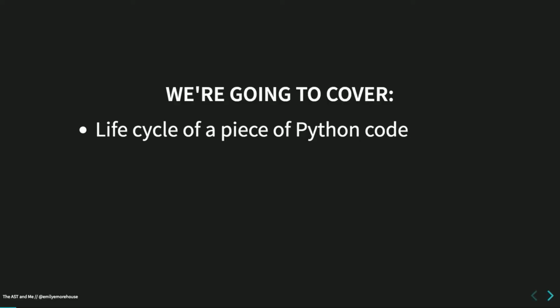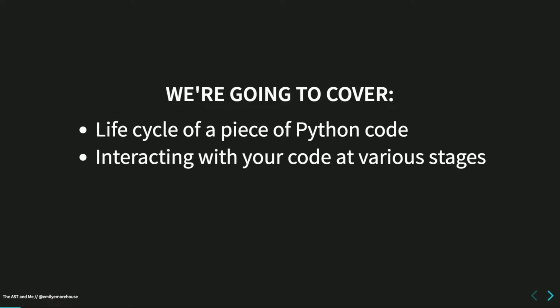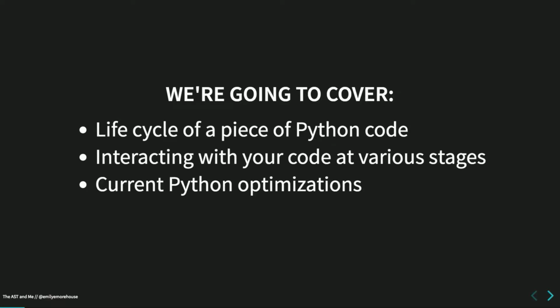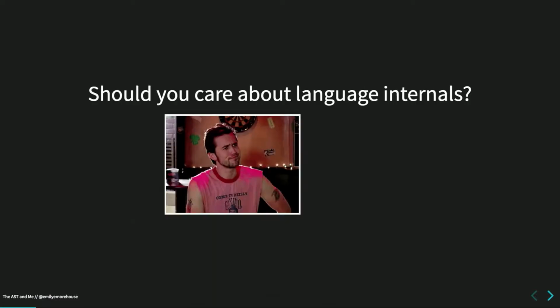So what we're going to cover is a 10,000-foot view of how you get from source code to execution of a piece of Python code, how to interact and inspect each step of that process, current Python optimizations in the compilation process, and practical applications of how you can use ASTs both inside and outside of the Python world.